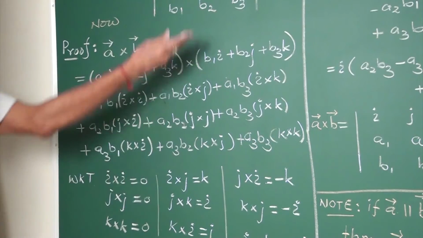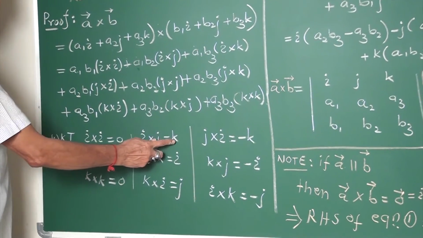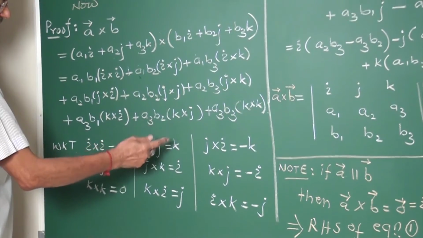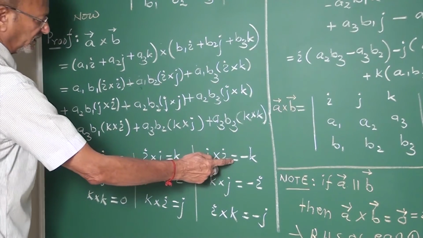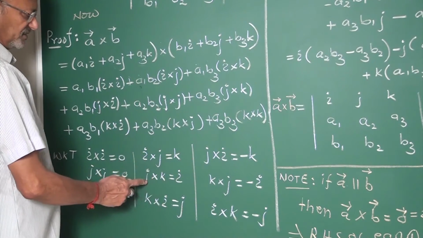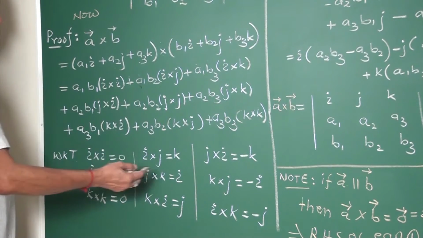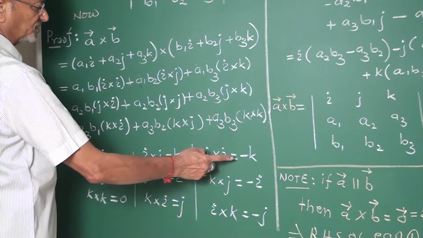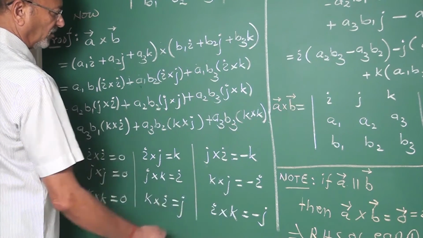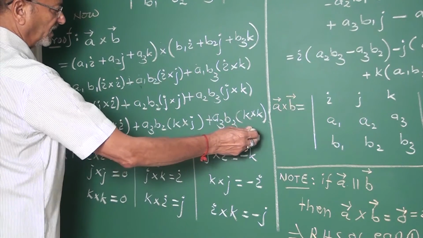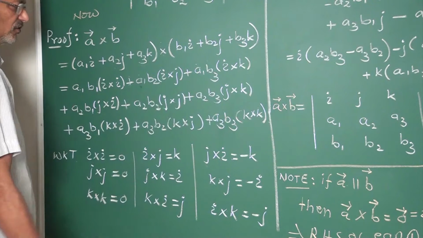Yes, my friends, we know this. Same to same is 0. For different ones, if it is in the order I, J, K, J, K, I, like that, fine. If the order is missed, you have a negative sign. I cross J is K, J cross K is I. Substitute these values here. J cross I, order is missed, its value is minus. K cross J is minus. I cross K is also minus. It will move I, J, K, J, K, I, K, I, J in a cyclic order.